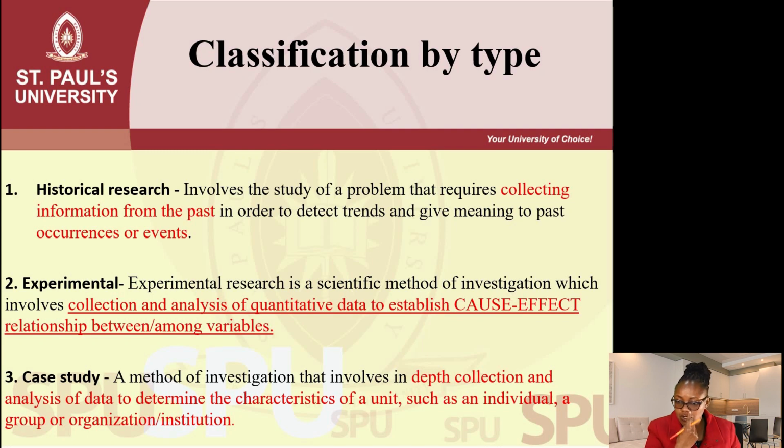You are trying to find out, what if I do this, what will happen? So it is a cause and effect kind of relationship. You are trying to find out the relationships between variables. If you do this, what happens? If you don't do this, what happens? So cause and effect relationship among variables. Then the other one is case study, which is a method of investigation that involves in-depth collection and analysis of data to determine the characteristics of a unit, such as an individual, a group, or an organization.